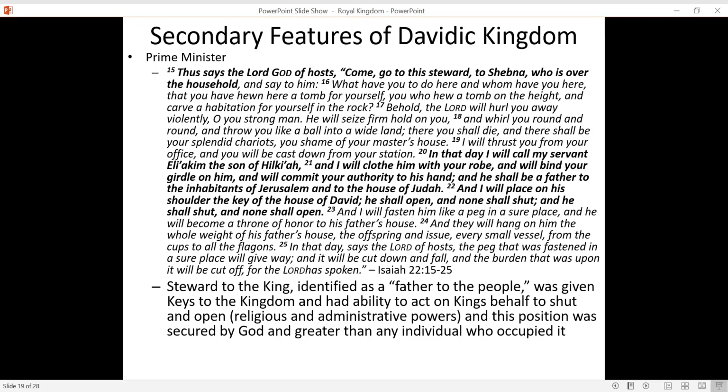And then Jesus changes Peter's name. Peter is now called Rock. And Jesus says to Peter, he's going to build his church on Peter. And then he says to Peter alone first that I will give you the keys to the kingdom. And what you bind on earth shall be bound in heaven, and what you loose on earth shall be loosed in heaven. It's a direct image of the prime minister's role in the Old Testament.